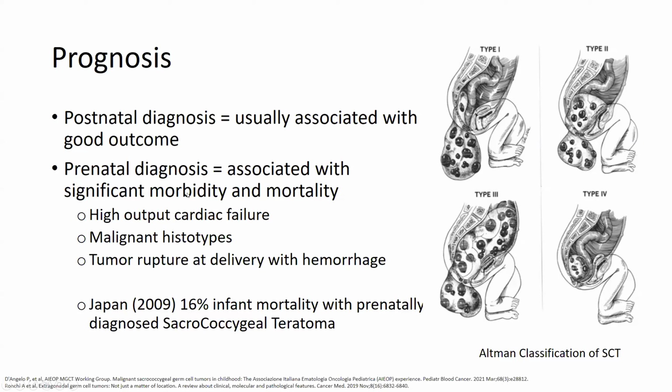And so that compressive action of this very large germ cell tumor results in high output cardiac failure. There's more time for this to grow, so the development of malignant histotypes is there. And then, of course, tumor rupture at delivery with hemorrhage is not uncommon. And so these patients may have to have a cesarean section in order to prevent tumor rupture, particularly if it is very, very large.